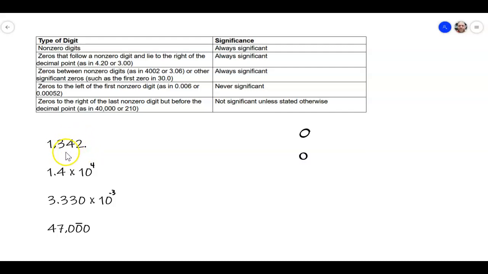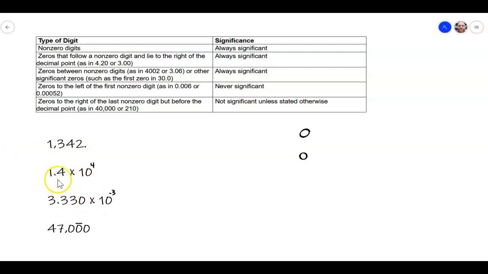This would be the tens place, the hundreds place, the thousands place. Going this way would be the tenths, the hundredths, the thousandths, the ten-thousandths, and keep going on that way. So the rightmost significant digit is the ones place. So this is precise to the ones place, and we have 4 significant digits.